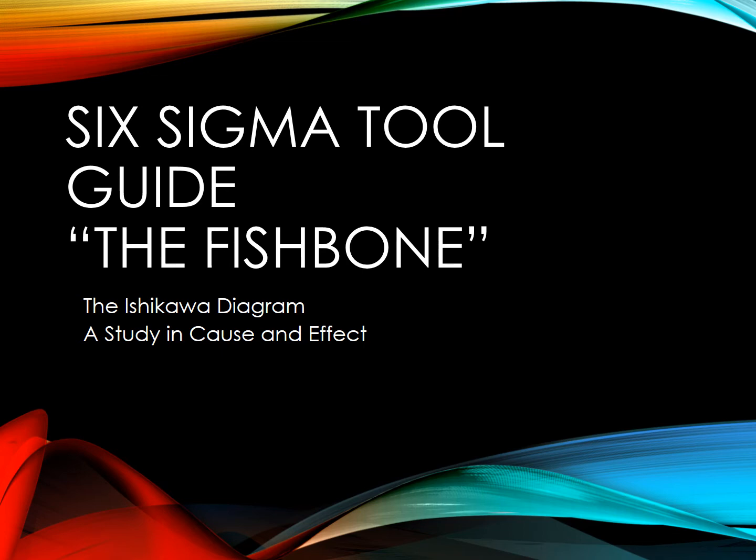Today we're going to take about 10 or 15 minutes to talk about the fishbone, a very popular tool in the Six Sigma toolbox. It's also known as an Ishikawa diagram. It's really a study in cause and effect, and it's a tool that's meant to help you understand what the contributing factors are towards a specific output. Either name is fine, fishbone or Ishikawa diagram. Fishbone is a little more descriptive and easier to remember. Ishikawa is more fun to say.